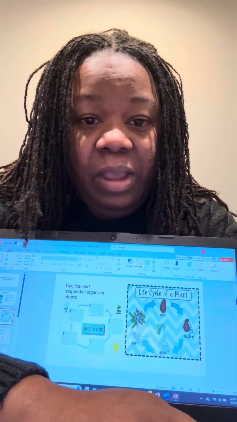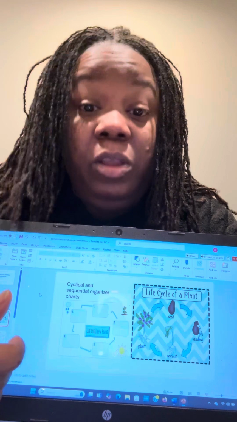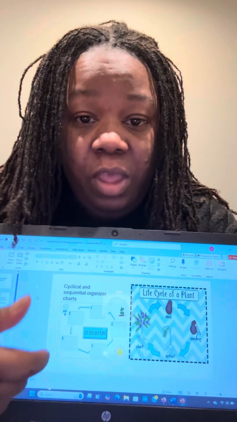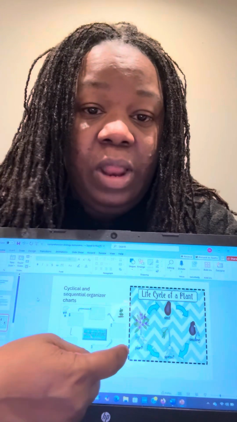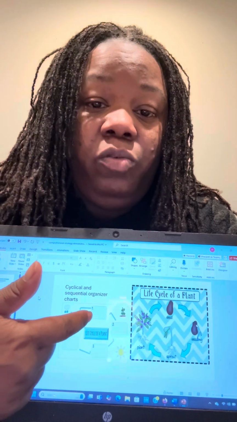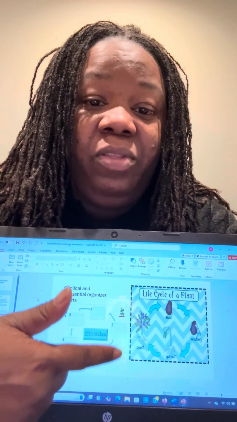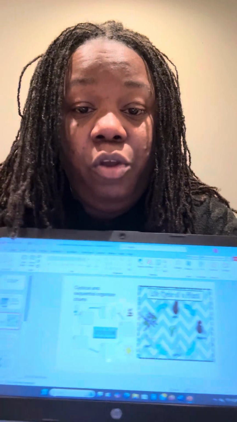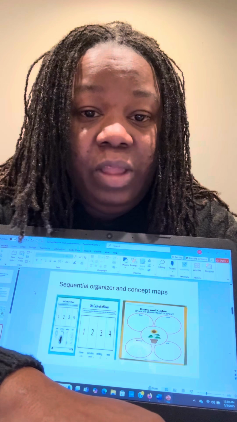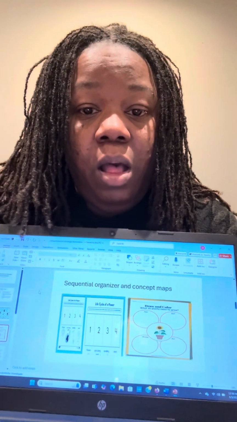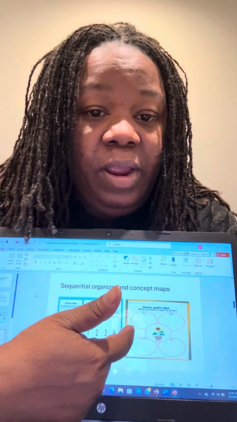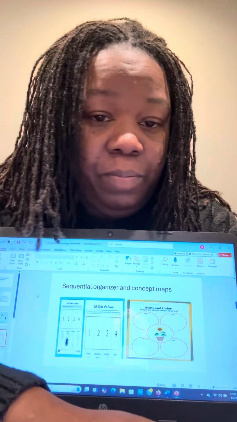For the plant life cycle, I chose cyclical and sequential charts, and this is the one that I will provide for them in the beginning. After we've read the story, the children have the opportunity to go back and fill out the sequential chart on their own. For students that like a more hands-on approach, I have a cut and paste sequential chart, as well as a drawing concept map.